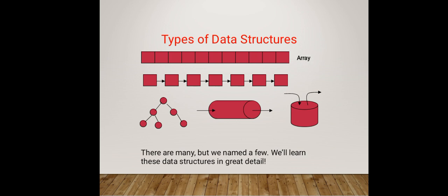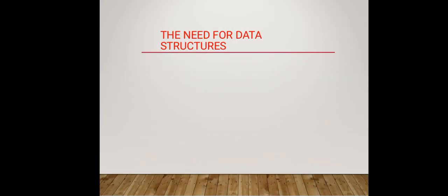Okay, so we got the array, which is that one there. Then beside that, we have another one, which is the linked list. Then we have the tree, which looks like that, arranged in a tree manner. Then we have the queue. This one is just arranged in a queue form. Then we have the last one, which is the stack. This one is a stack, as in the stack. Okay, now the need for a data structure.